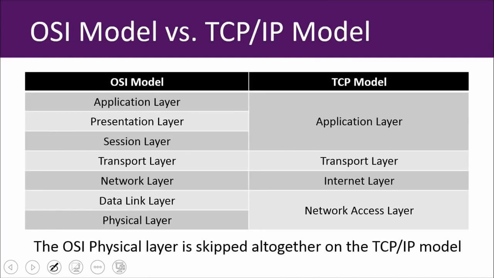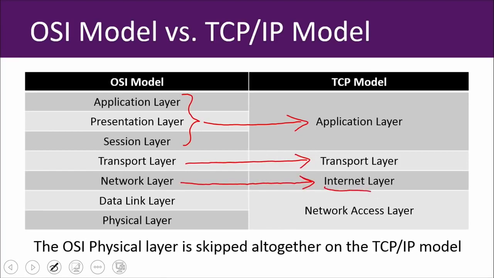And here's how that matchup occurs. Note that in the OSI model, the application layer, the presentation layer, and the session layer match up with the application layer in the TCP/IP model. Transport layer, only one that remains the same. The network layer is actually called the internet layer with the TCP/IP model, and then the network access layer is actually referencing the data link layer. The physical layer is entirely skipped altogether in the TCP/IP model.